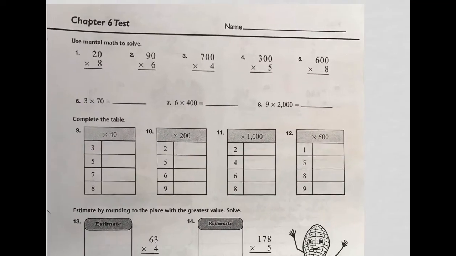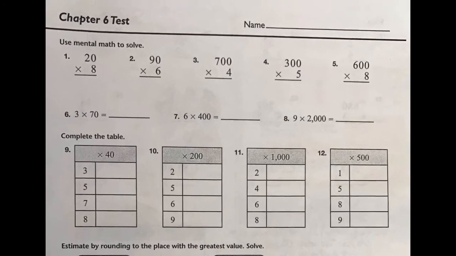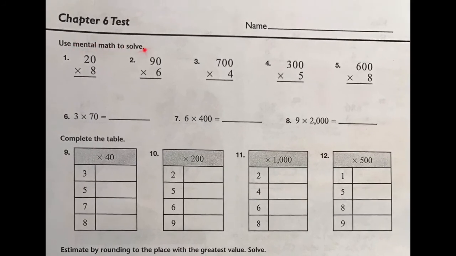Looking at the top, you're going to use mental math to solve. So remember, you can cut off the 0, and then you can multiply the two numbers and then add back the 0. All right, that's what you're doing for numbers 1 through 5, and even 6 through 8.